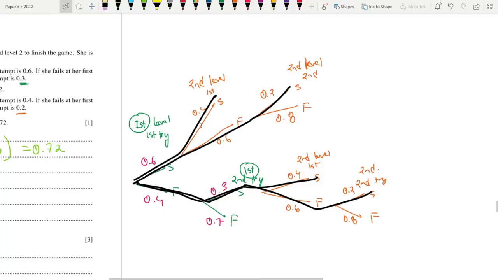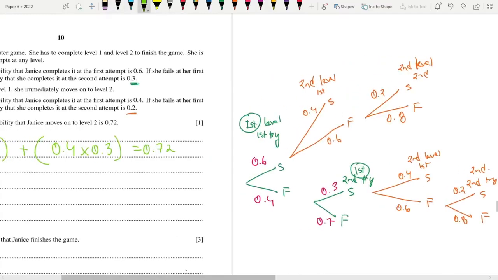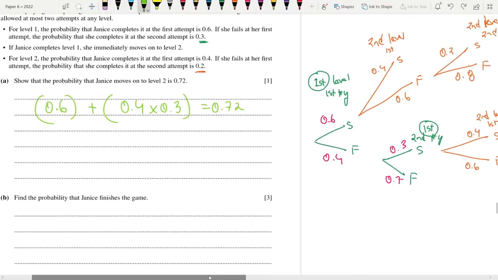So let me do them individually. So success, success, that's 0.6 times 0.4.